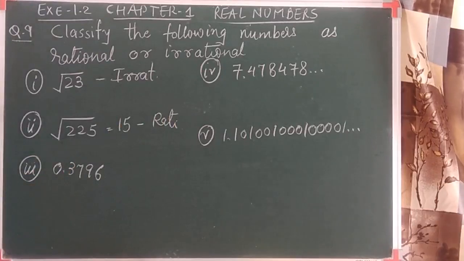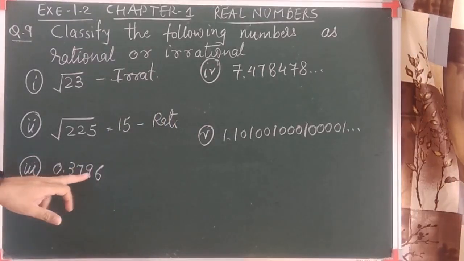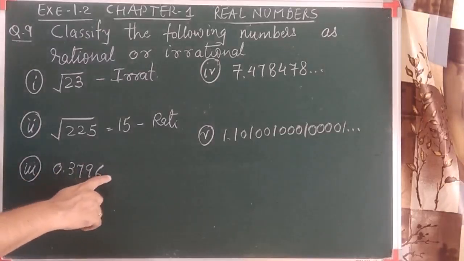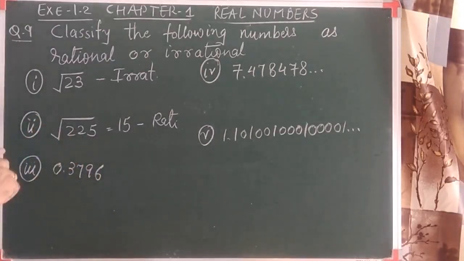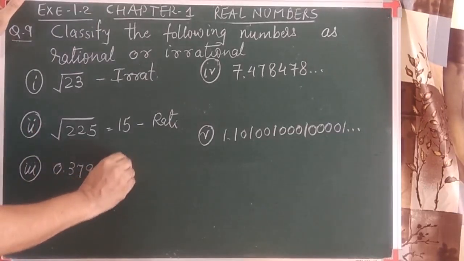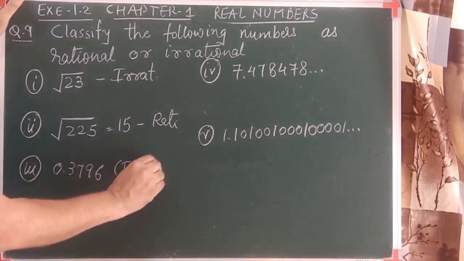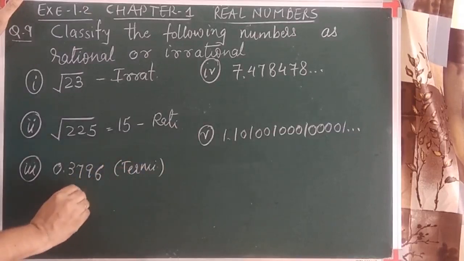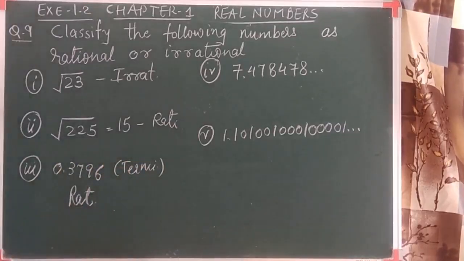Look at the next number. It is in decimal expansion form. It is 0.3796. You can see there is no dot dot dot. So this number is considered a terminating number. As it is a terminating number, and terminating numbers are always rational numbers, it is a rational number.